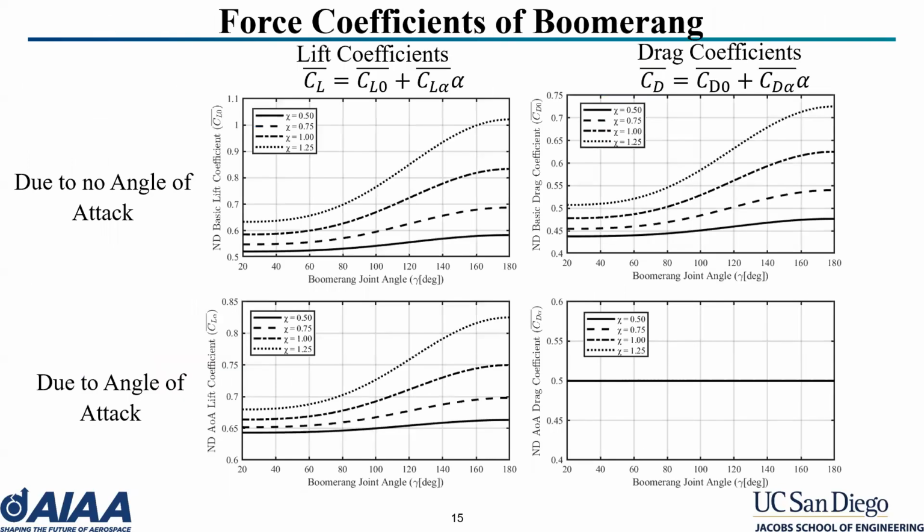Here, we can see plots of lift and drag coefficients changing with boomerang joint angle at a range of rotational rates. The leftmost plot shows the lift, and the rightmost shows the drag. The topmost show the coefficients due to no angle of attack, and the bottommost show the coefficients due to angle of attack. We can see that these coefficients, apart from drag due to angle of attack, both increase with increasing joint angle and increase with increasing angular rate.